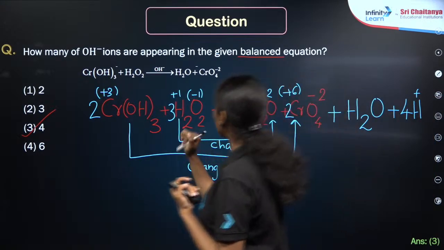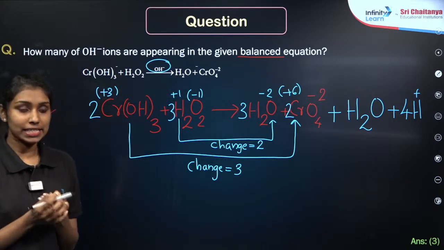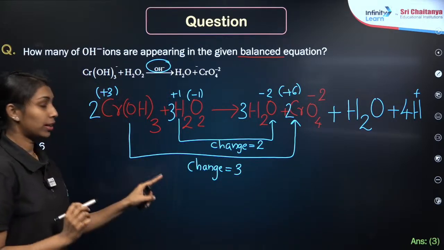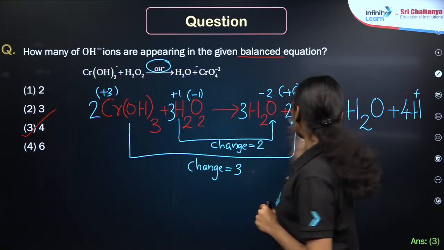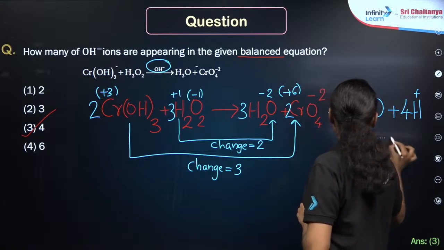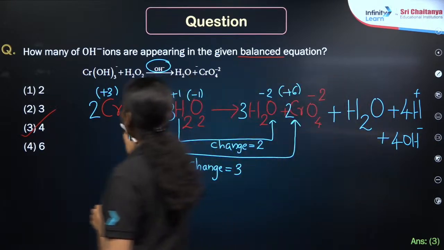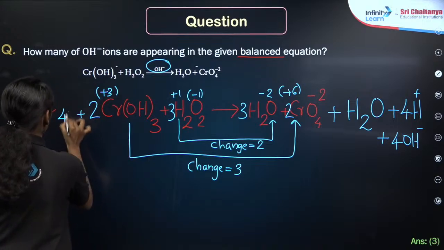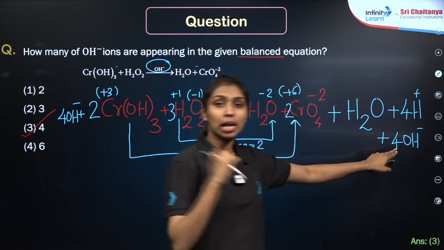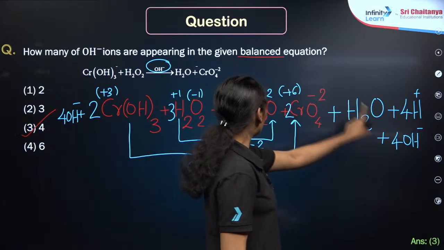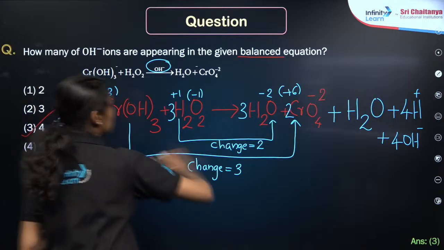Then in this particular equation, it is given that the equation is in the basic medium. So if you are taking the basic medium, the last point you have to note is that we have to add the same number of OH minus ions to both of the sides. Here only 4H plus is present, so I am adding 4 OH minus here. Again here also I am adding 4 OH minus. Then these 4H plus and 4 OH minus will combine together to form 4 water molecules. 4 plus 1, 5 water molecules in total.